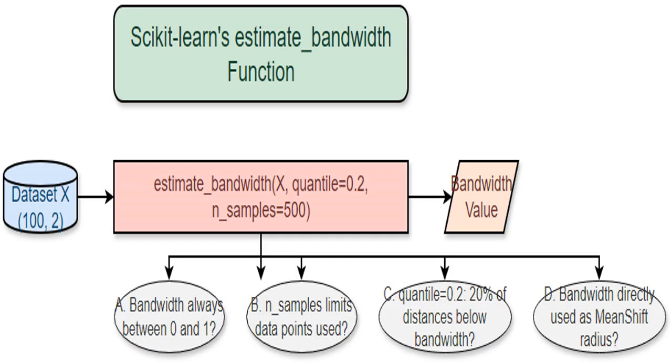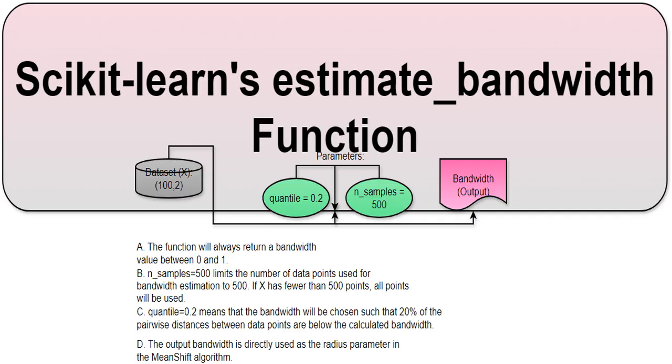This statement is false. The bandwidth is a distance. Its value depends on the spread of the data points in the dataset, and it's not restricted to be between 0 and 1.